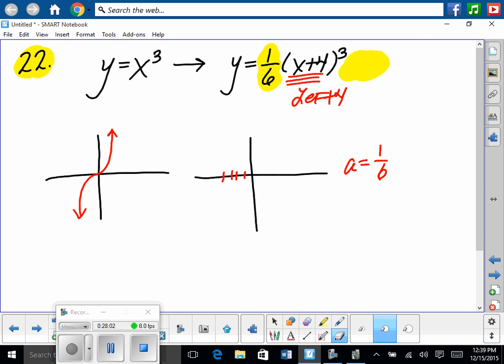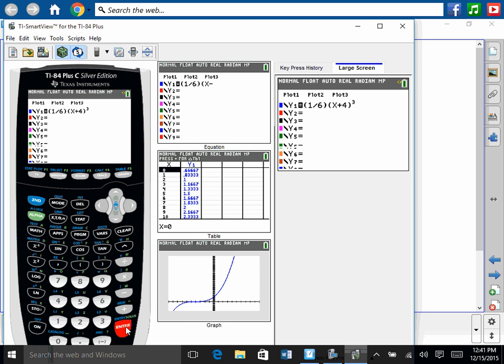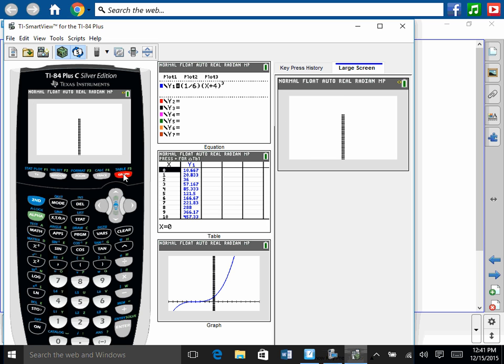So our acceleration is 1/6. So it's going to be a stretch of 1/6. You always go left or right, it's the 1, 3, 5 rule. Hold on just a second. Let me just show you my graphing calculator. I'm confusing myself here. So let's graph this 1/6 times x plus 4 cubed. So I type it into my calculator and I hit graph. So if we hit graph, we'll see what our cubic function looks like.